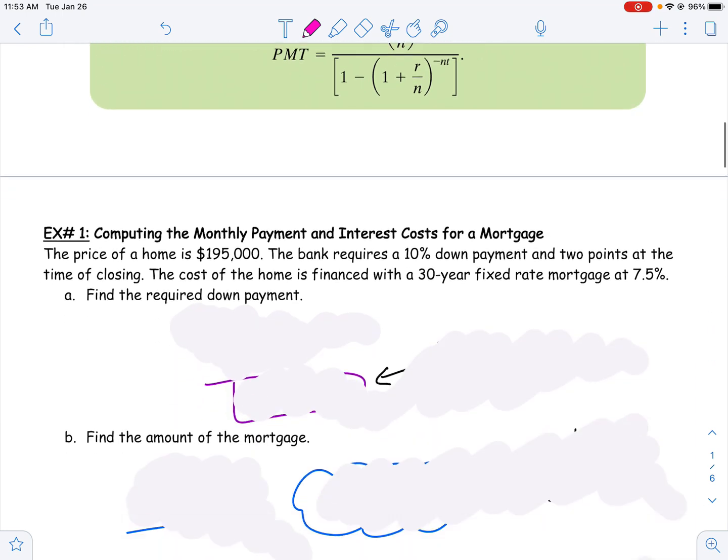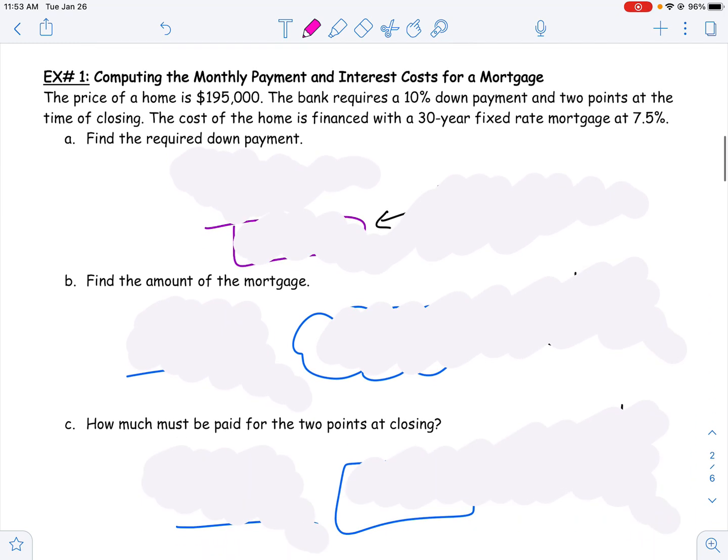Let's do an example, walking through a basic problem, talking about down payments and mortgages, maybe some points at closing, and then maybe what your payment and what your interest amount would be. Example number 1 says the price of a home is $195,000. The bank requires a 10% down payment and 2 points at the time of closing. The cost for the home is financed with a 30-year fixed rate mortgage at 7.5%.